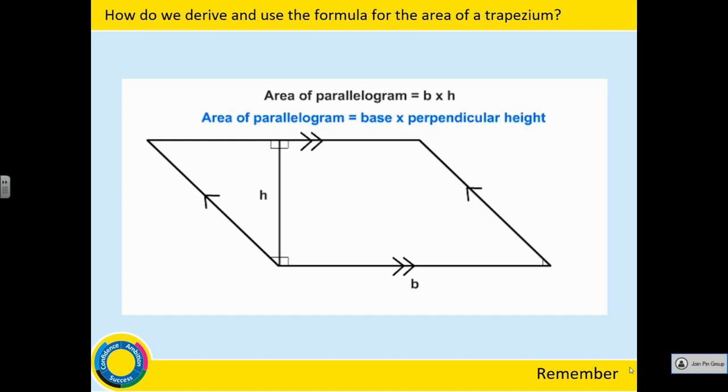Everyone. So last time we looked at the area of a parallelogram, which we should remember was the base times the perpendicular height of a parallelogram. Today we're going to focus on how we derive the area of a trapezium and then use the formula. Okay, and it's really important that you have the background and know the area of the parallelogram because we're going to use that when we come up with the formula. I'm going to show you two ways to do that.